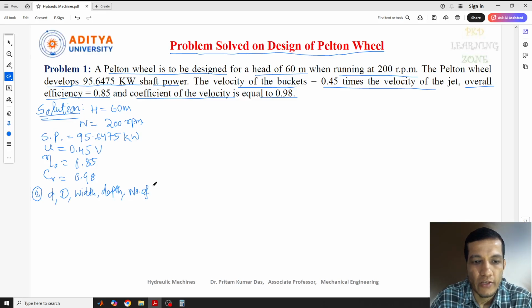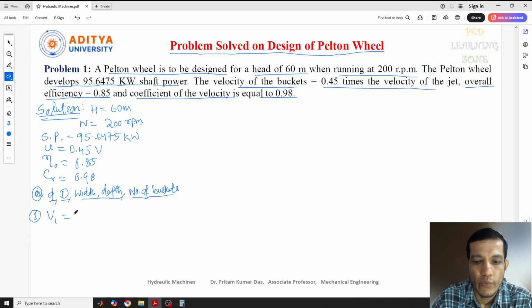Number of buckets on the wheel. So these are the things we need to calculate so that we can design a Pelton wheel. First of all, let's find out the small d, capital D, then we'll go for width, number of buckets, and depth. First of all, we need to find out the velocity of jet. These are the things we need to find out actually.